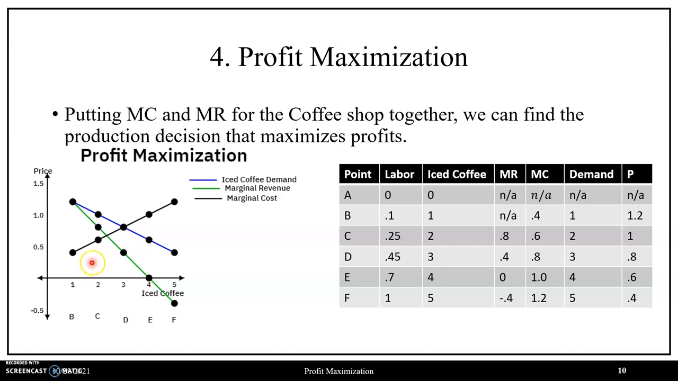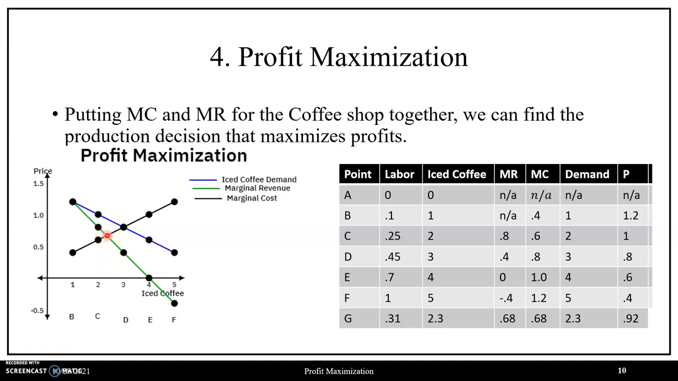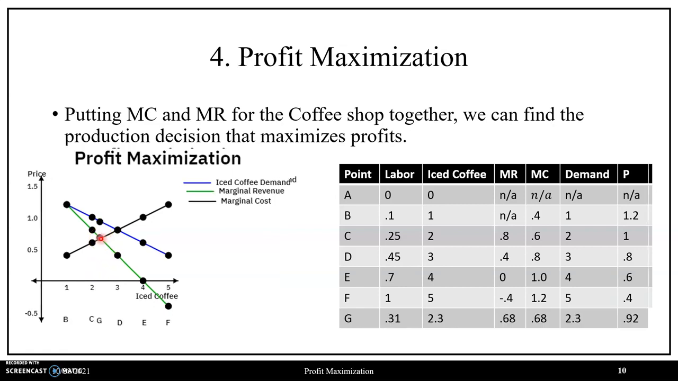Where if we look at the points between C and D, we see marginal revenue is equal to marginal cost, which we'll designate as point G, where at this point additional money flowing in equals additional money flowing out.